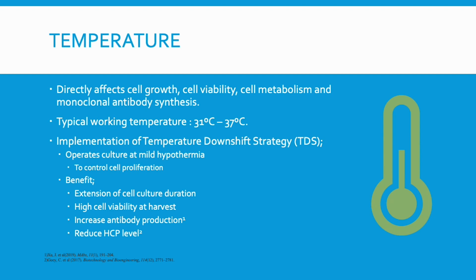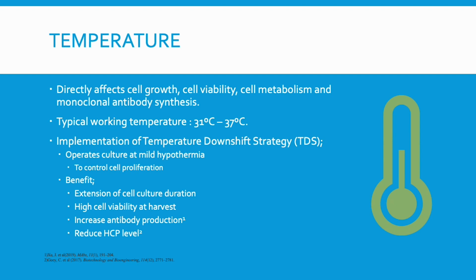Generally, the temperature is set at 37 degrees, which is the physiological temperature of cells. And now, the typical working temperature can be between 31 to 37 degrees. The low working temperature, also known as temperature downshift strategy, the TDS, is performed where the operating temperature is reduced to hypothermic condition after certain days of cultivation.